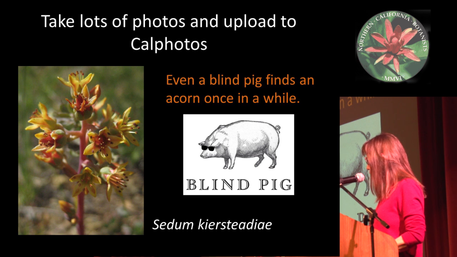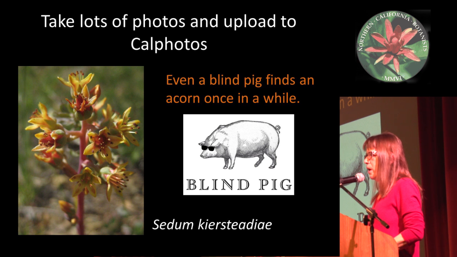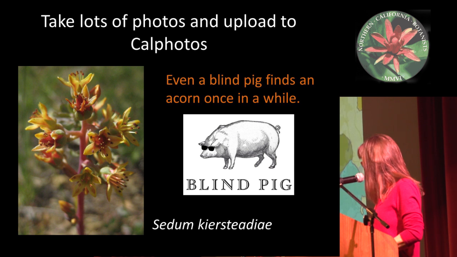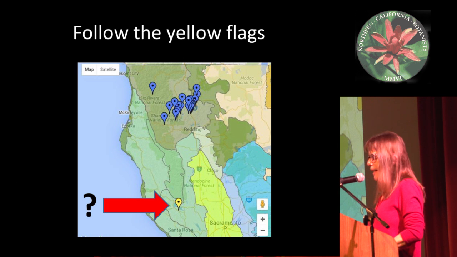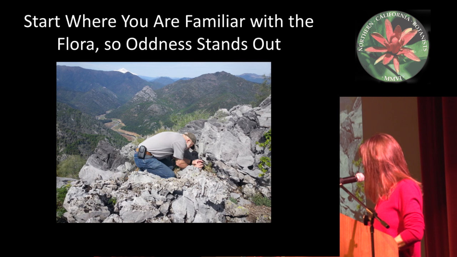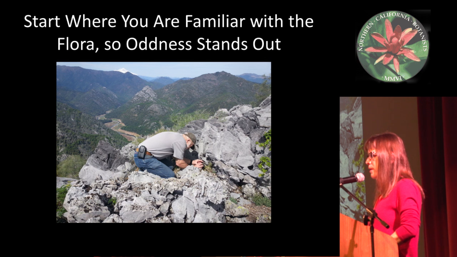And by the way, this is one of the premises of the whole sedum overhaul that's been in the works: not only one, but 3 really bad keys, and now it turns out that there are about 8 new taxa. So, follow the yellow flags, which means if you see things in the consortium data that don't seem right to you, track them down. And start where you know so that you can recognize what should be there and what's odd.